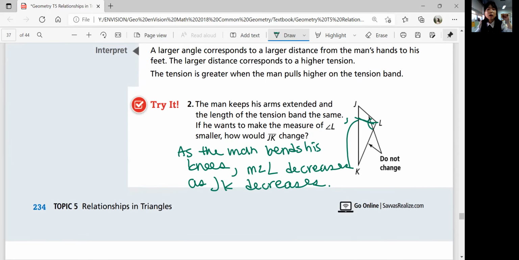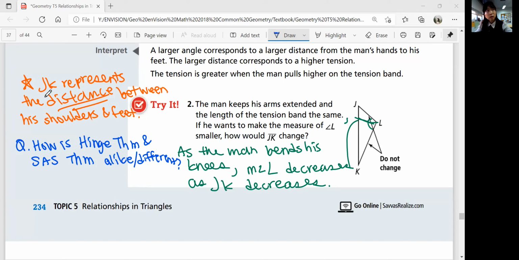And also think about how the Hinge Theorem and the SAS Theorem are alike and different. I'm actually gonna write that question down because it's important. Please write it in your notes. Here's a note for JK representing the distance between the shoulders and the feet. And also, how are the Hinge Theorem and SAS Theorem alike and different? They both apply when two triangles have two pairs of congruent sides, right? So we do have two congruent sides as information.